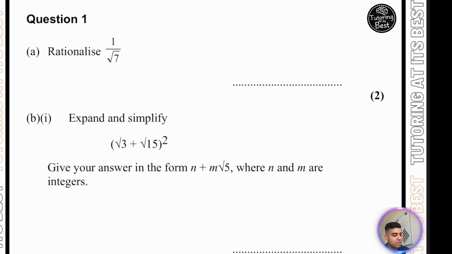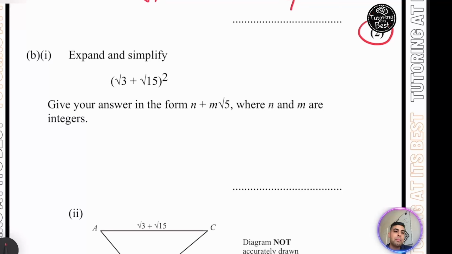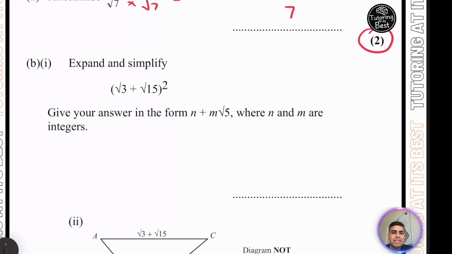So rationalize 1 over root 7. So essentially here, what we need to do is multiply this by our denominator. And that would give us root 7 over 7, and you've got 2 marks in the bag. Wonderful. Part B, expand and simplify.